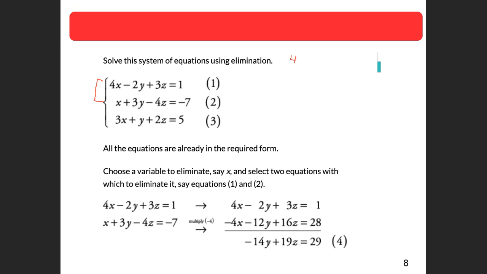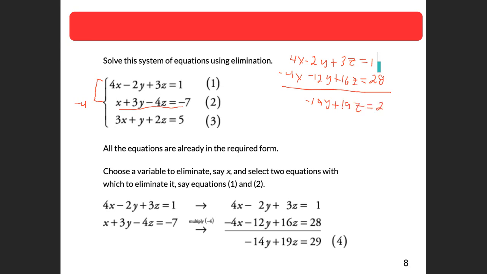So I'm going to write 4x minus 2y plus 3z is equal to 1. And then here I'm going to multiply through by -4. So that gives me -4x minus 12y plus 16z is equal to, what is that, 28? I multiplied through by -4 on this equation because I want to get rid of the x value. So now if I add straight down, the x's cross off, I'm left with -14y plus 19z is equal to 29. That's a 14 here.